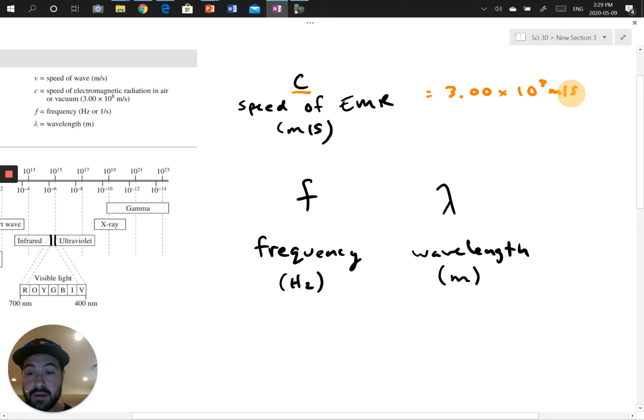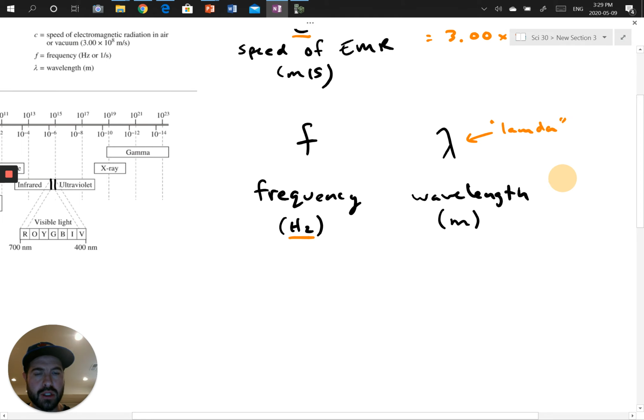The frequency is how many waves pass a point every second. And we measure that in something called hertz. And the wavelength, this weird symbol right here is called lambda. And it is the symbol for wavelength, and wavelength is something we measure in meters.